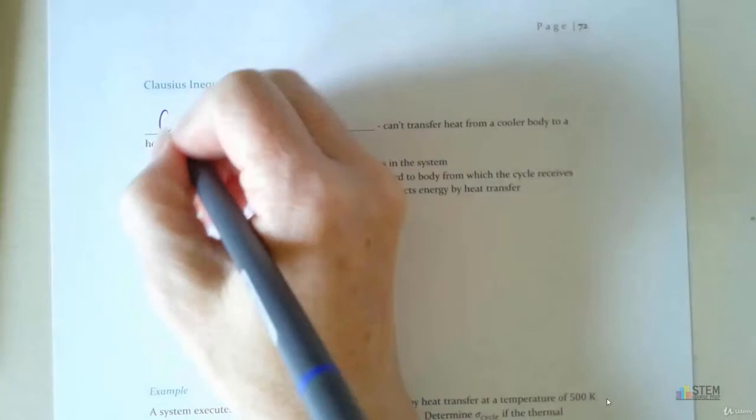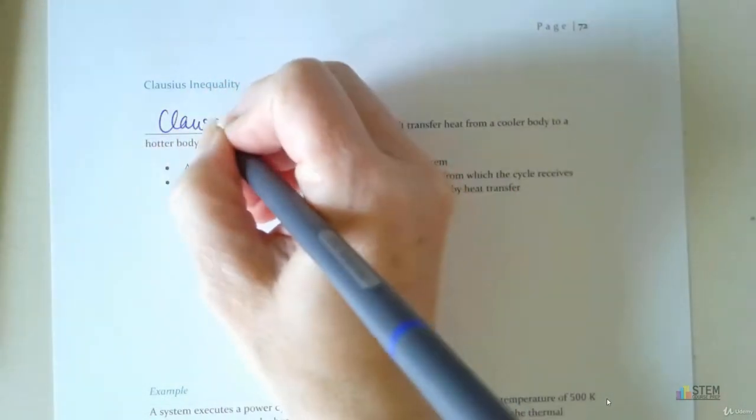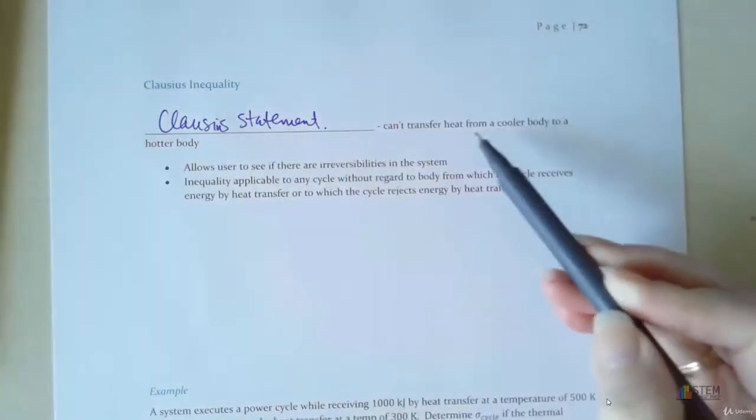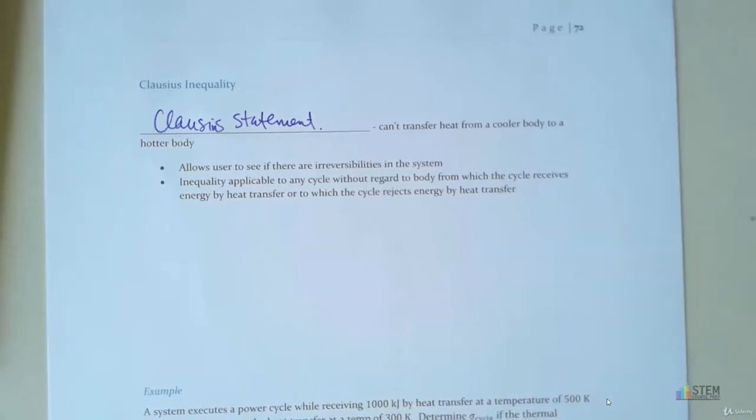That Clausius statement was the one that stated that we can't transfer heat from a cooler body to a hotter body. So essentially, you're not going to be able to warm up a hotter body using a colder body. That just wouldn't work. And everybody knows that.